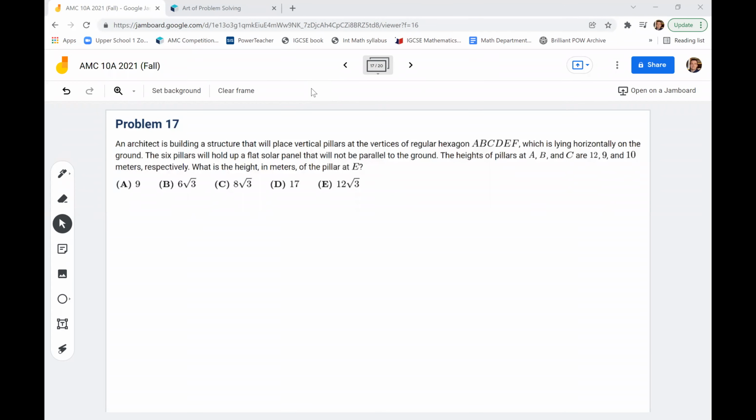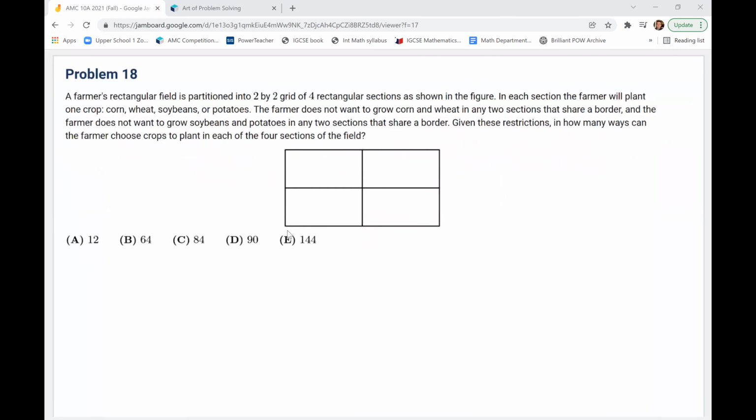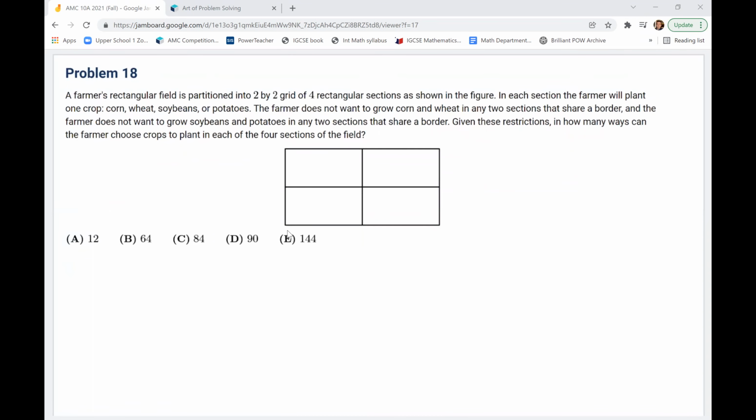All right, let's look at number 18. A farmer's rectangular field is partitioned into a 2x2 grid of 4 rectangular sections as shown below in the figure. In each section the farmer will plant one crop: corn, wheat, soybeans, or potatoes. The farmer does not want to grow corn and wheat in any 2 sections that share a border, and the farmer does not want to grow soybeans and potatoes in any 2 sections that share a border. Given these restrictions, in how many ways can the farmer choose crops to plant in each of the 4 sections below?